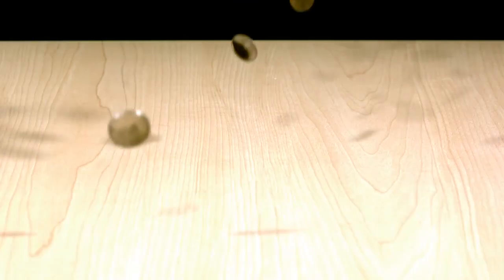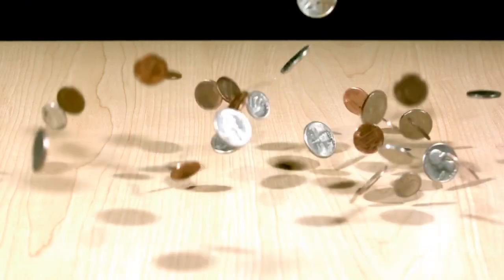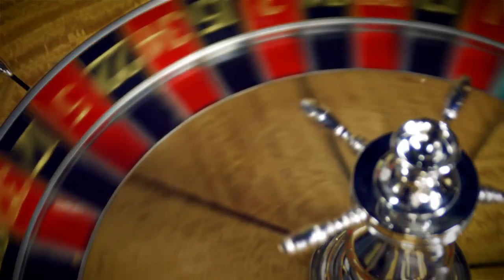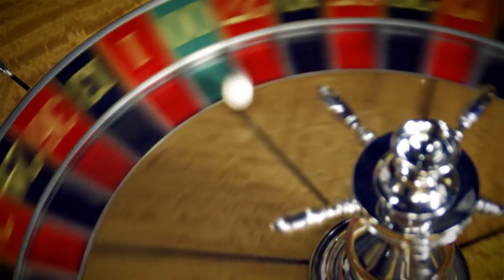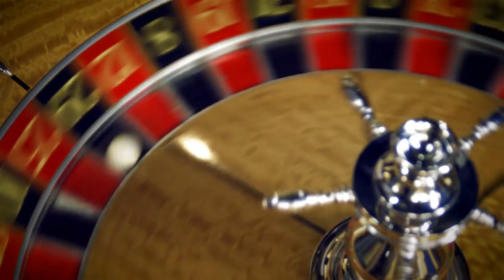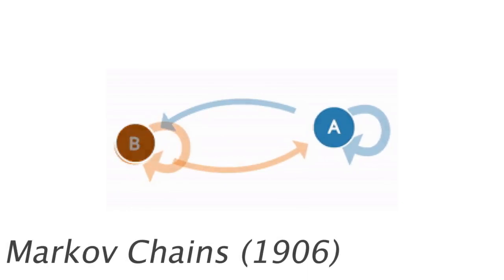Now, when you flip a coin or play a game of roulette, every single event is an independent one. It does not matter what your last spin was, the odds of getting red on this next one are still the exact same as before. Well, in the early 1900s, work was done on a statistical model describing events in which probability depends only on the previous event. This model became known as a Markov chain.